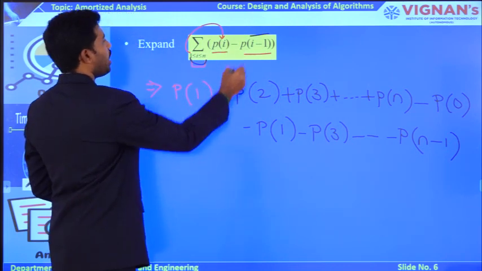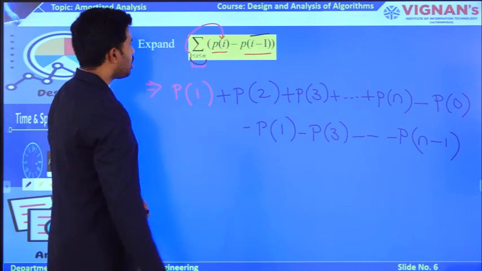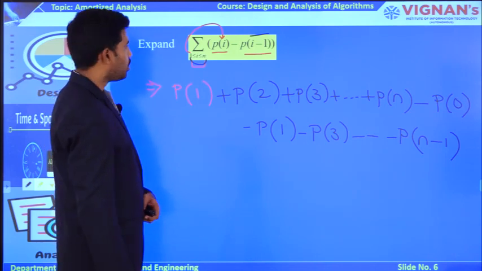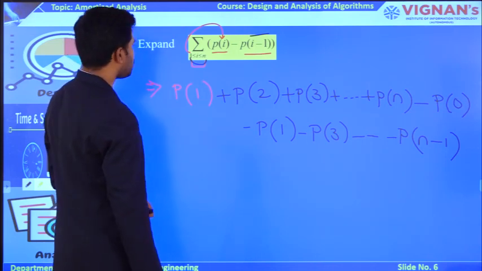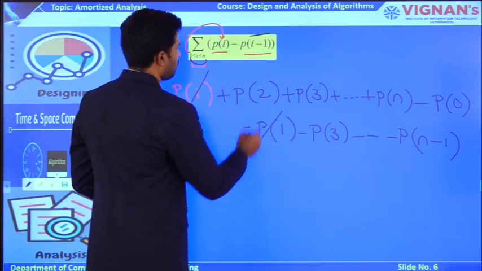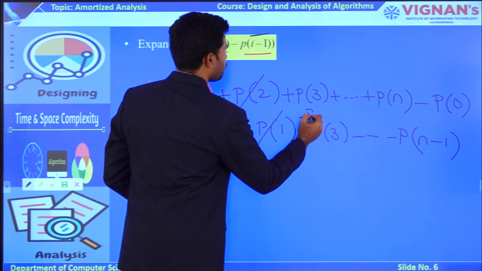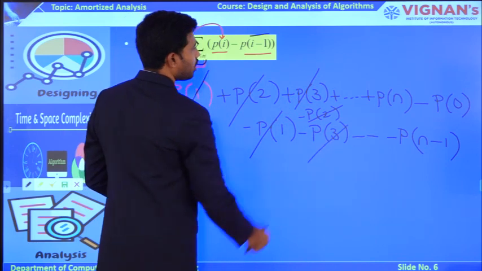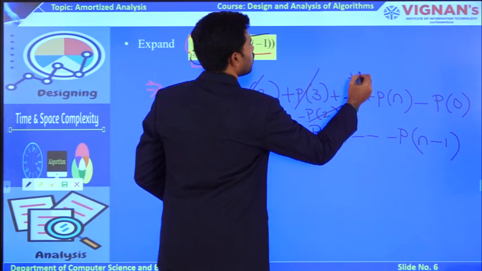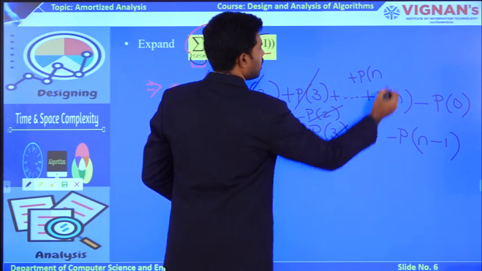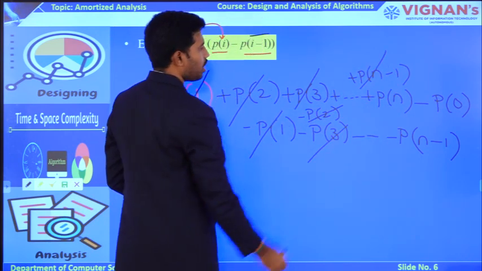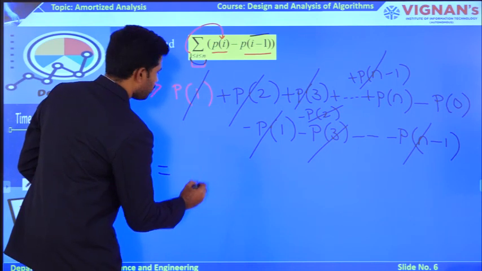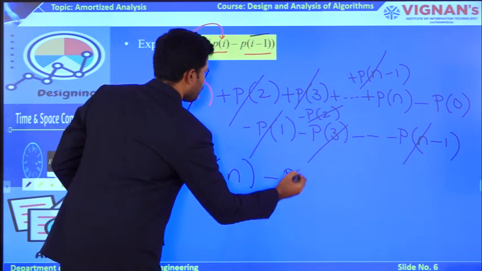Okay, I am substituting the value n for the last iteration. Now try to focus on whether any terms are going to cancel each other. Ultimately, plus P of 1 minus P of 1 cancel, plus P of 2 and minus P of 2 cancel, and plus P of 3 minus P of 3 cancel. Likewise, plus P of n minus 1 and minus P of n minus 1 cancel, and you will get the remaining terms as P of n minus P of 0.